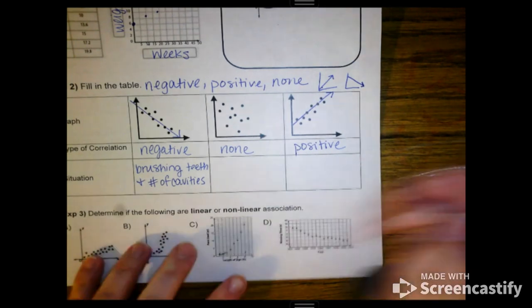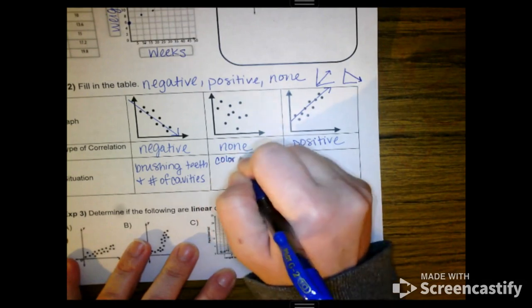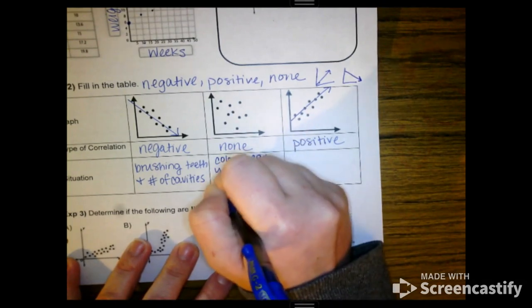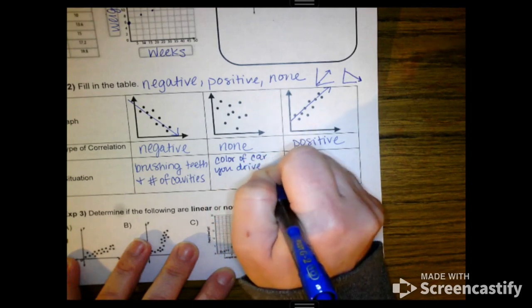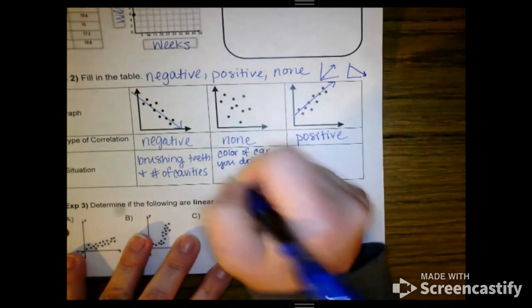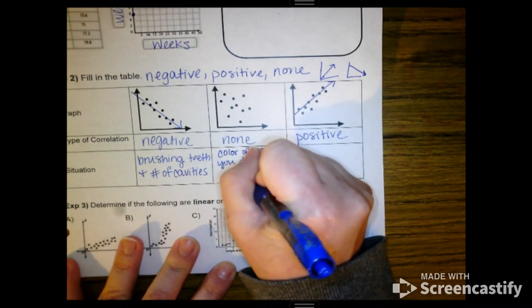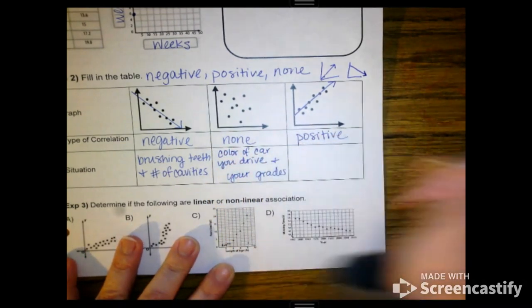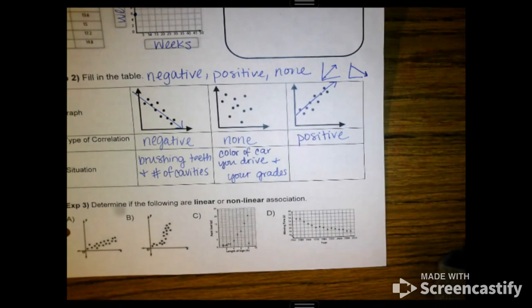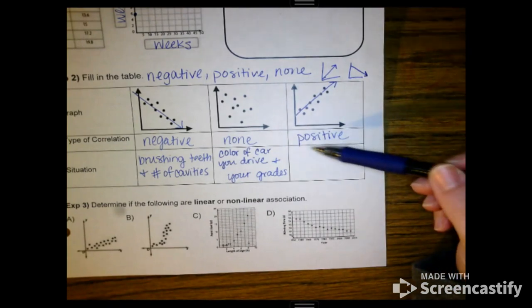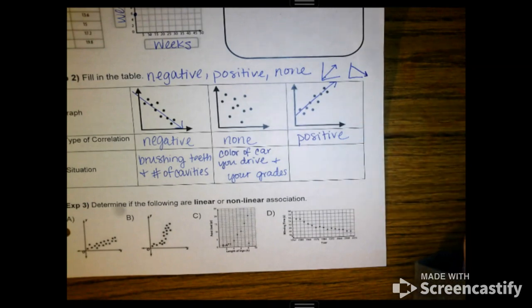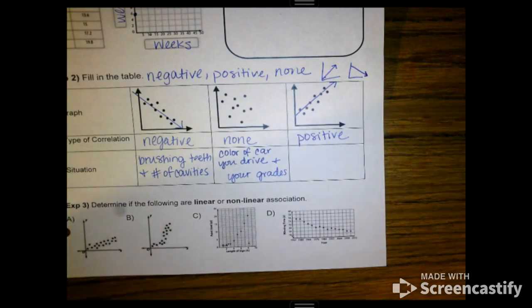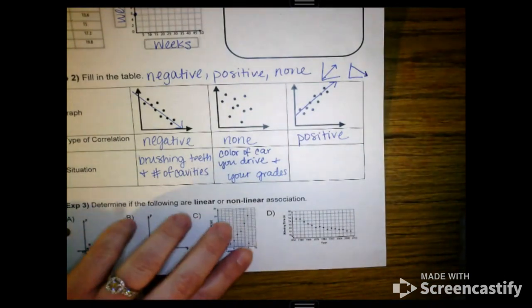Okay. So what about we're going to say the color of car you drive. Does the color of car I drive have any correlation to my grades? No. So like if I said, well, man, you're wearing a red shirt today, you're going to fail. Is there any correlation between those two things? No. Like astrological signs. Okay. So like astrological signs don't have any correlation to how you act. We ain't broaching that topic today.